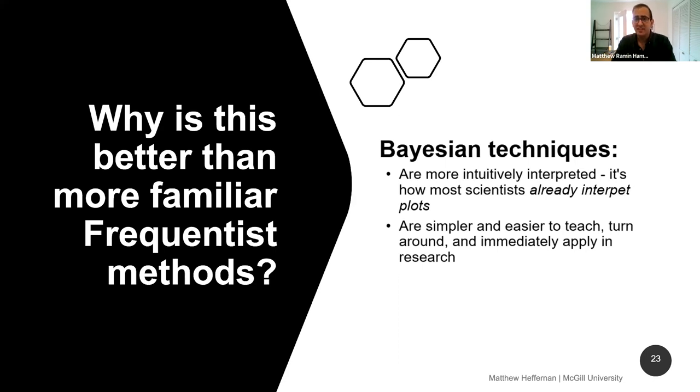It's also simpler and easier to teach, turn around and immediately apply in your research, which I hope is what many of you take out of this. We've already seen what Bayes' theorem is. What we're going to see for the rest of today and tomorrow and the day after are really tools and applications, but you've already seen the core of how to do Bayesian inference in that very simple JETSCAPE fill rainy example.